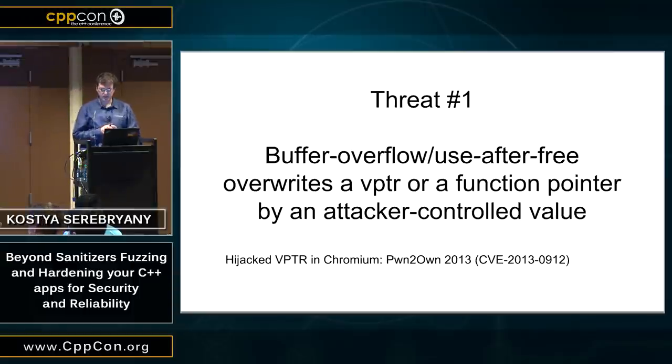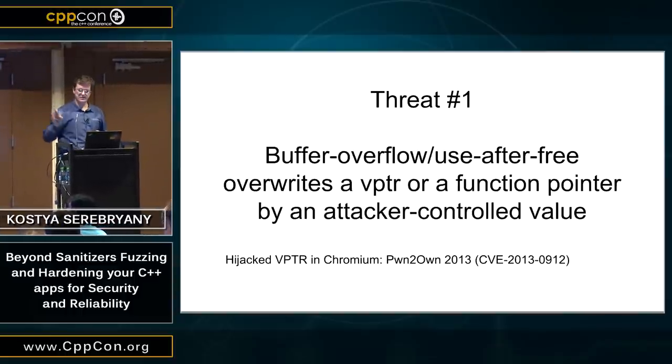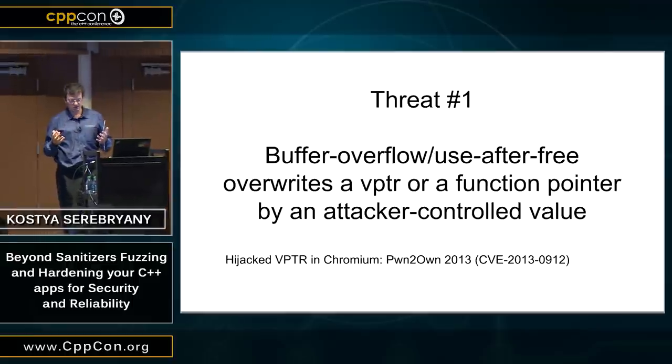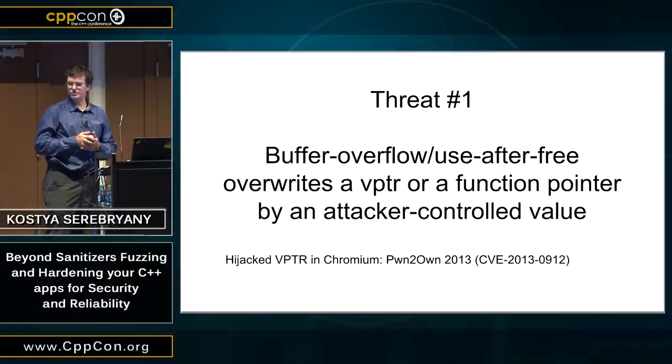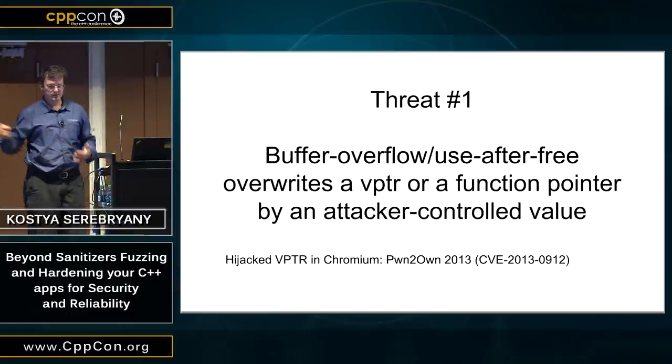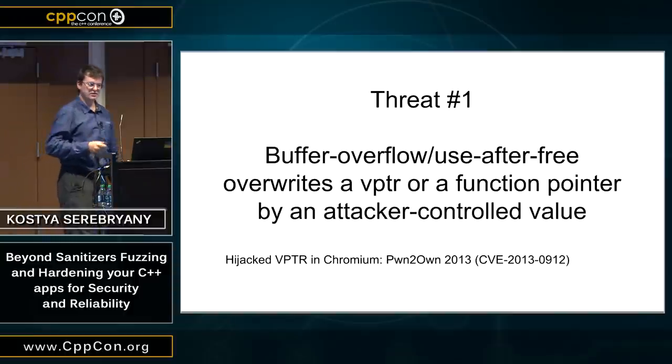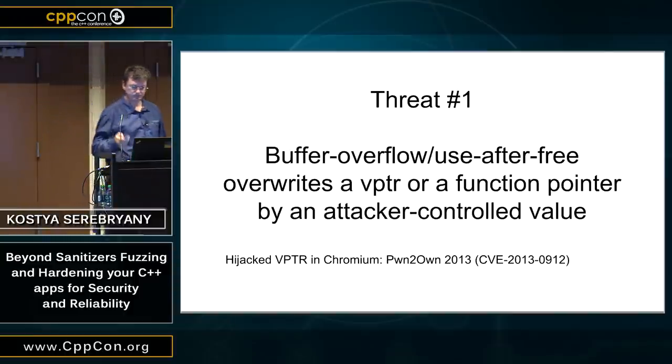I will talk about two threats. Threat number one is a buffer overflow or use after free that would overwrite a vptr, the virtual pointer table, or a function pointer in your object with something that the bad guys control. And this is not a theoretical threat. The Chrome browser was completely owned in this particular way in 2013. Good news is that it was done by white hat hackers who showed the exploit to the Chrome developers at Google. But how many bad guys are using similar techniques out there, not just for Chrome?